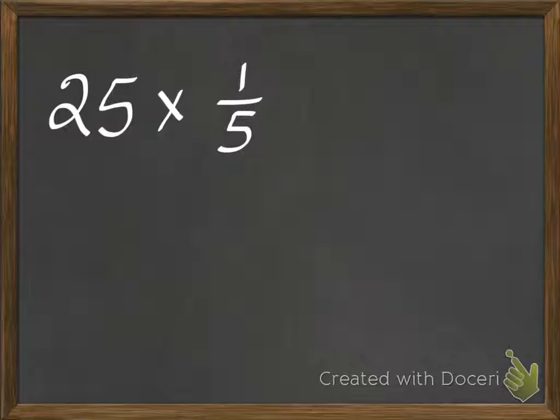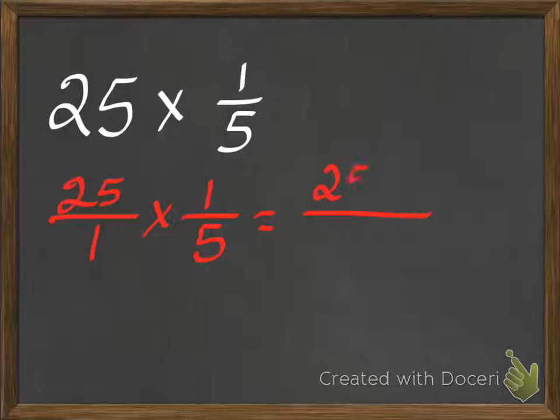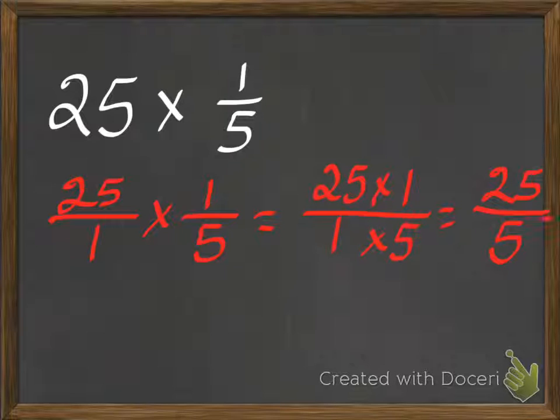Let's try another one. 25 times 1/5. So I've got 25 over 1 times 1/5, and I can rewrite it multiplying the top numbers, multiplying the bottom numbers, and then I can multiply them. 25 times 1 is 25. 1 times 5 is 5. Now I've got my fancy division here. 25 being divided by 5 is 5. Oh, see how easy that is?